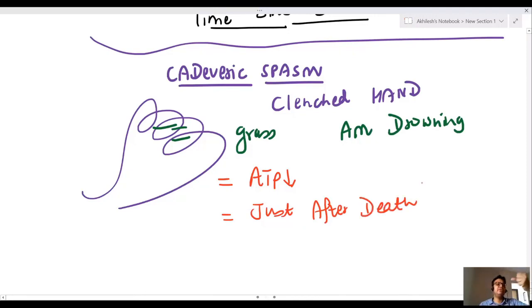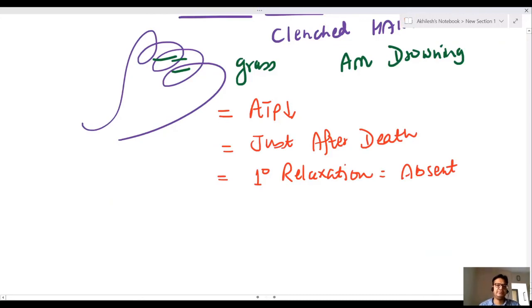Any muscle which is in action after death remains in the same action. This is cadaveric spasm, just after death. Here the primary relaxation phase is absent.